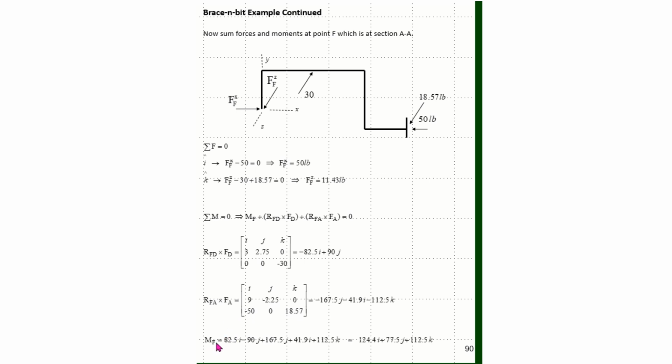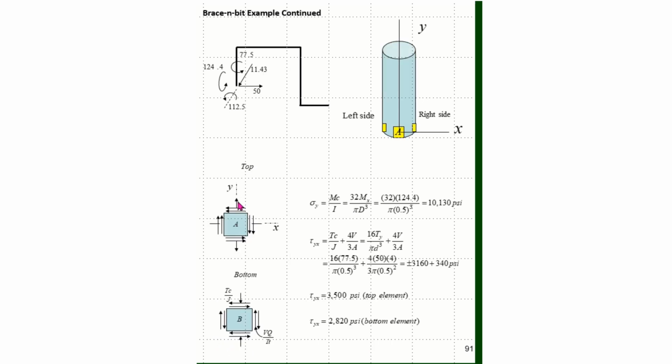So solving for my moment at point F and these cross products and combining all those terms, I see that the moment at point F is a positive 124. Applying the forces and moments that we computed on the previous page to a free body diagram results in this figure shown here. We have our 50 in the X direction, 11.43 force in the Z direction, and then our moments and torques.